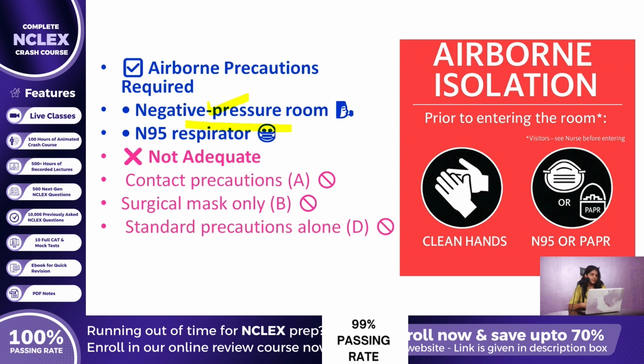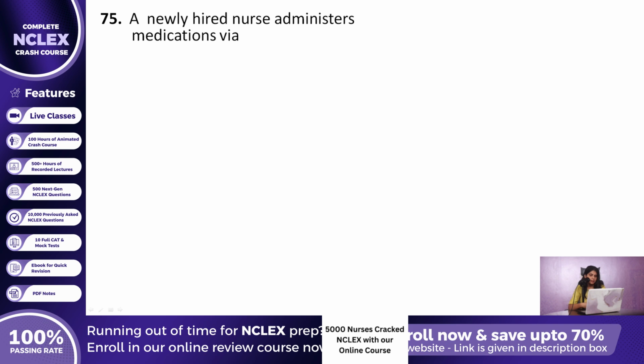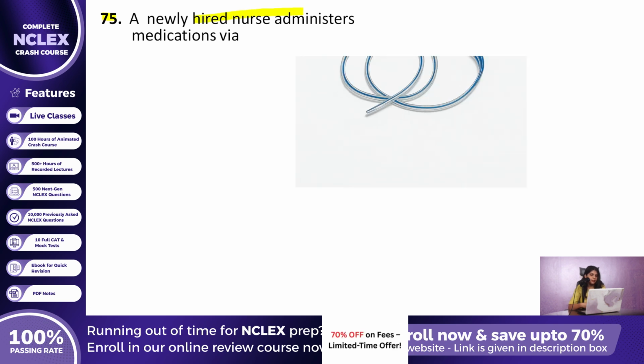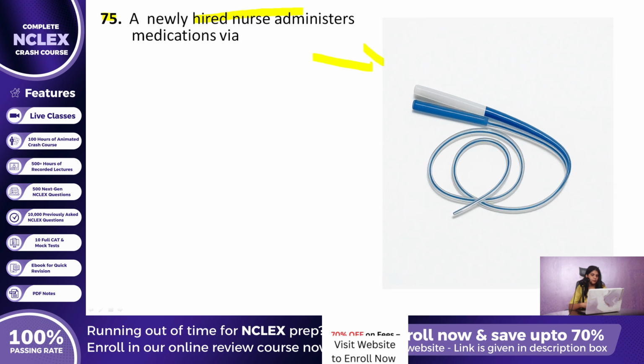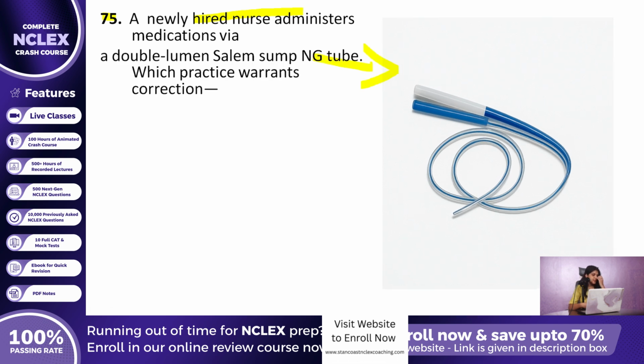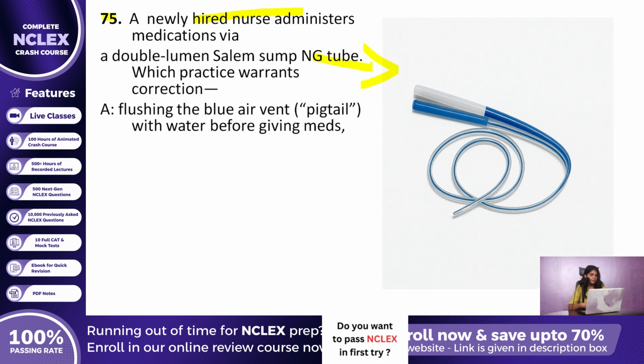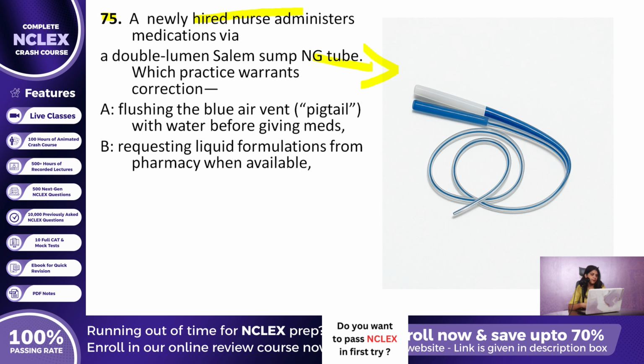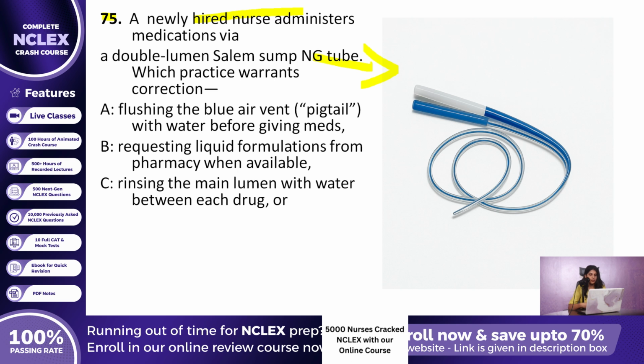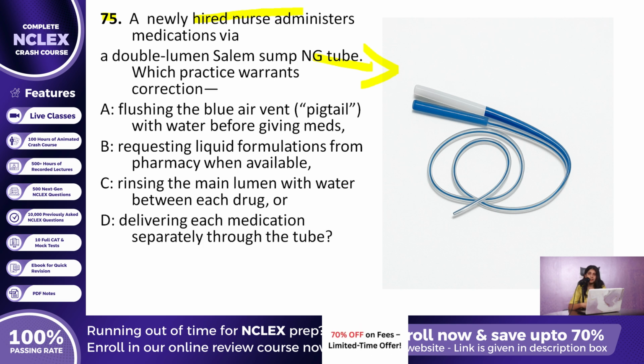Let us finish this series with the last question. Question number 75. A newly hired nurse administers medications via a double-lumen Salem sump NG tube. Which practice warrants correction? A. Flushing the blue air vent, pigtail, with water before giving meds. B. Requesting liquid formulations from pharmacy when available. C. Rinsing the main lumen with water between each drug. Or D. Delivering each medication separately through the tube.